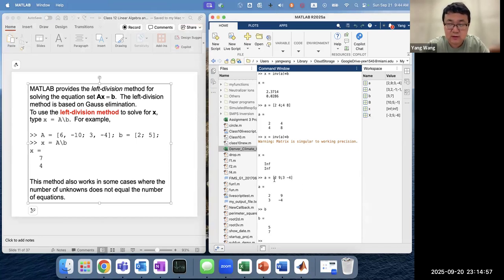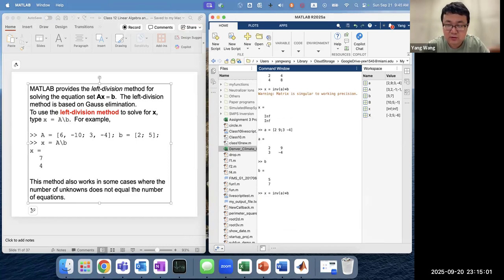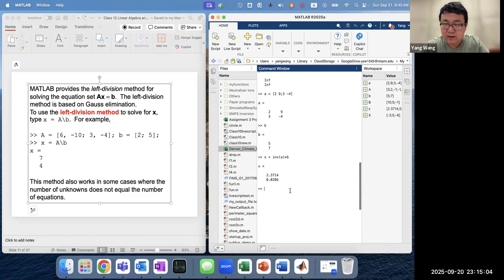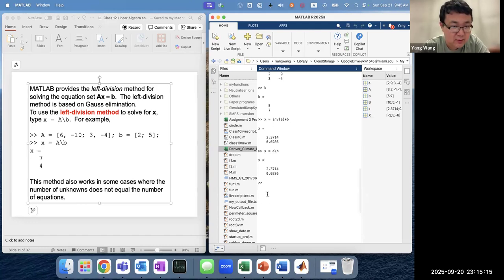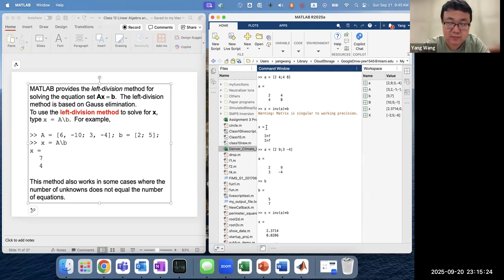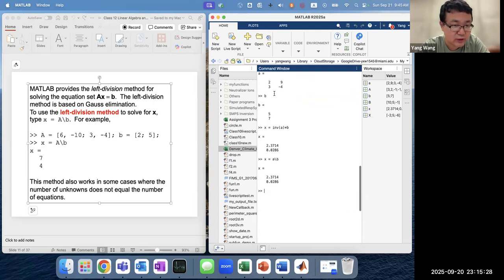So we still have this problem, and if you do x equals inverse of A multiplied by B, you can have this solution here, right? You can also use, as I mentioned, A backslash B. This is called the left division method. Okay, so you're going to get the same result. Overall, the left division method is faster compared to the inverse method, because for the inverse you have to calculate the inverse of a matrix.